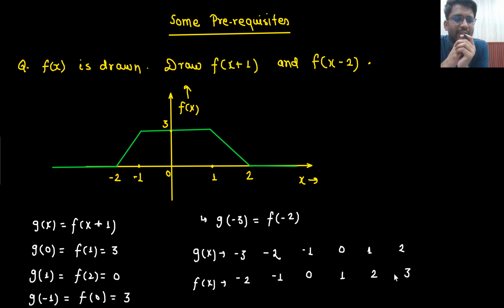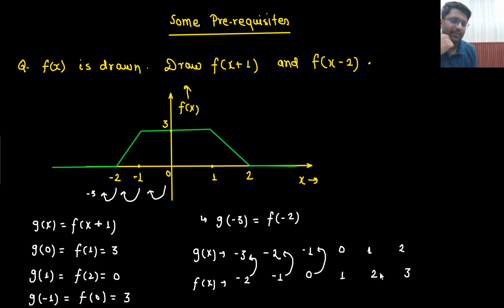So can you draw the graph of g(x) now? -2 will be replaced with -3, -1 will be replaced with -2, 0 will be replaced with -1. That means -2 goes towards -3, -1 goes towards -2, 0 goes towards -1. So when you draw f(x+1), this graph will be shifted by 1 towards the left-hand side. Left shifting would be there. Are you able to understand this point? The same graph will be shifted towards the left-hand side.